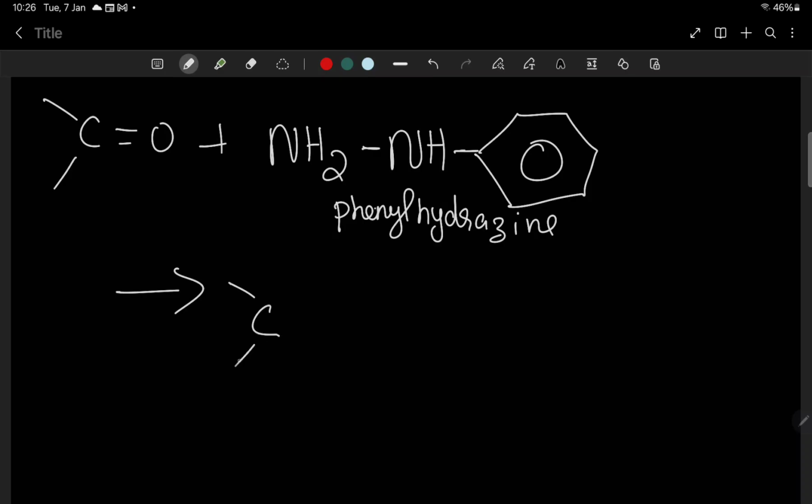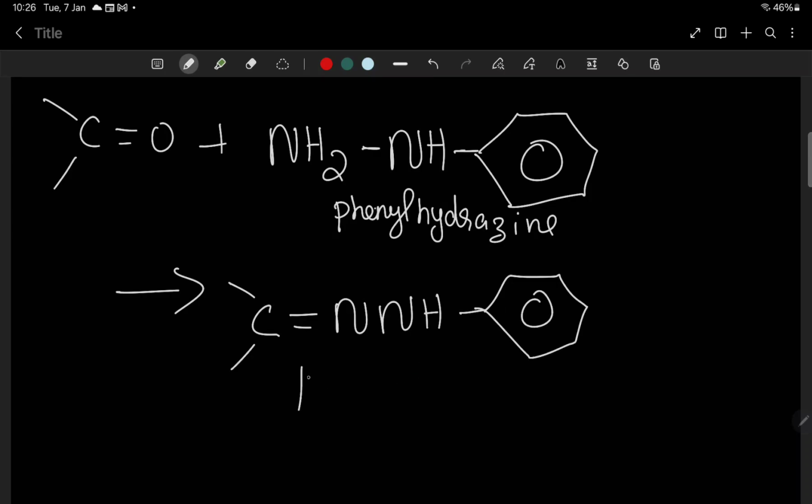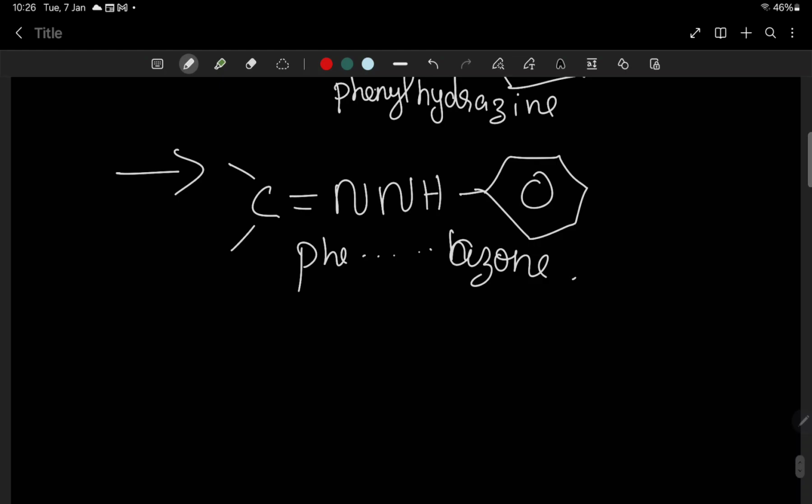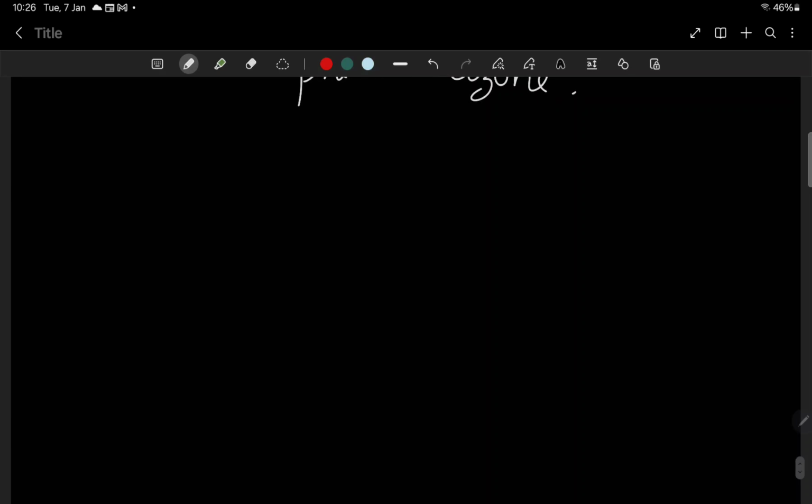Okay, so here what happens, C double bond NH. This is called phenylhydrazone. Okay, now the next one is very important. This is called the 2,4 DNP test. That will be there for your practical exam. Identification of what? Aldehyde or ketone, carbonyl compounds.